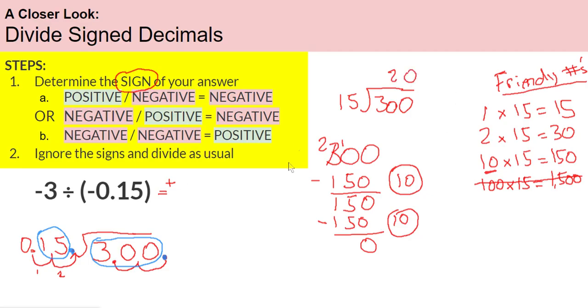Let's double check. We said -3, so negative divided by -0.15 equals a positive 20. It's kind of strange to look at. You think, oh, dividing makes things smaller, but when you divide by a small number that's less than 1, it actually makes things get bigger.